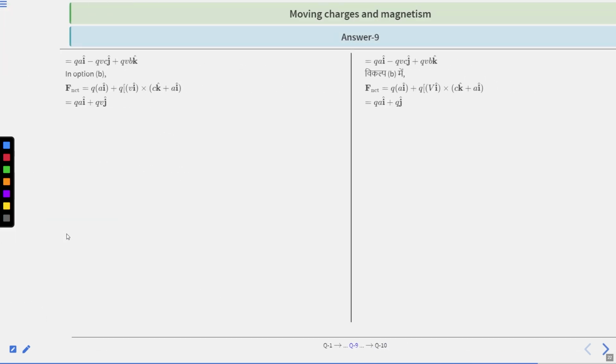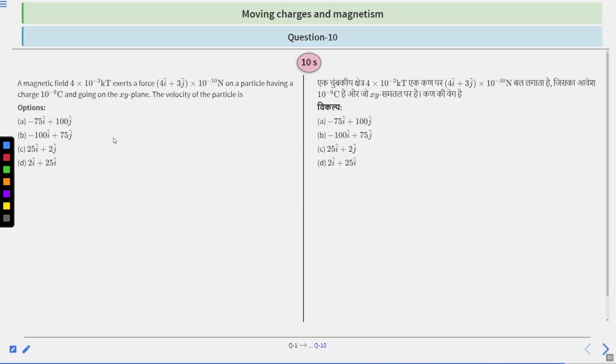Next question. Question 10. A magnetic field 4 into 10 raised to the power 3 kilo Tesla exerts a force 4I cap plus 3J cap into 10 raised to the power minus 10 Newton on a particle having a charge 10 raised to the power minus 9 coulomb and going on the xy plane. And the velocity of the particle is what?